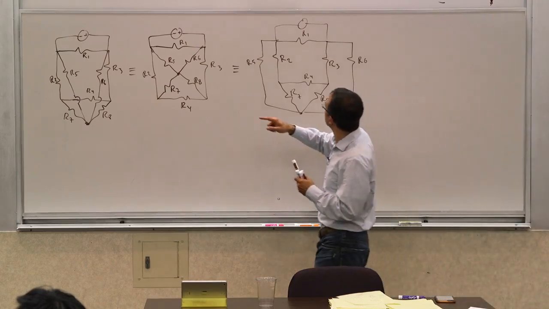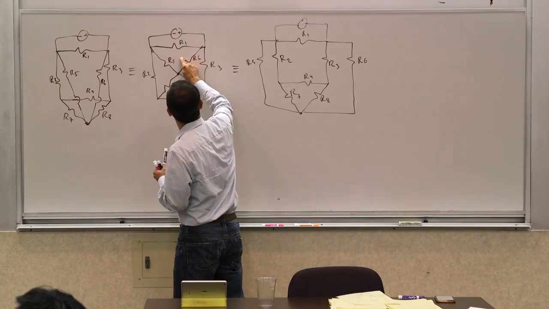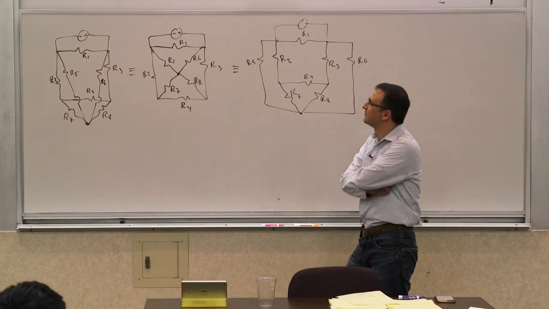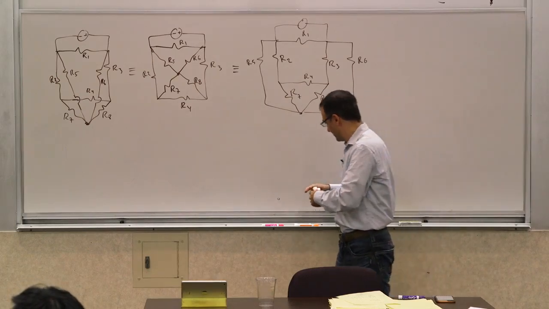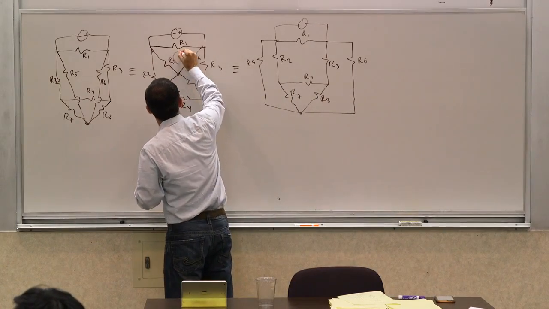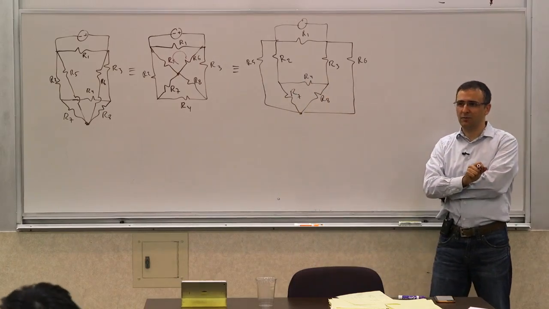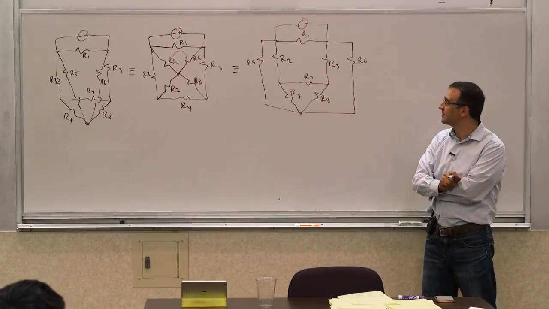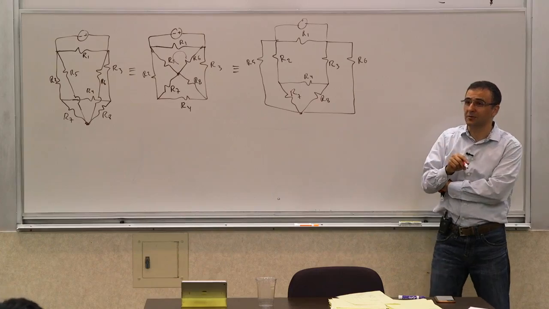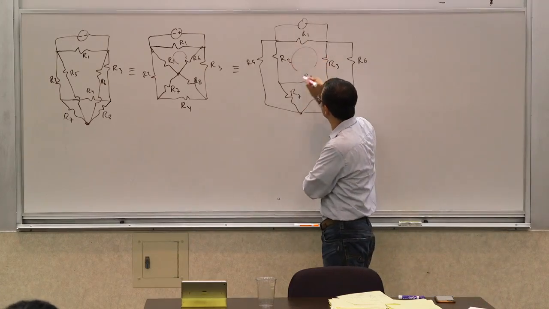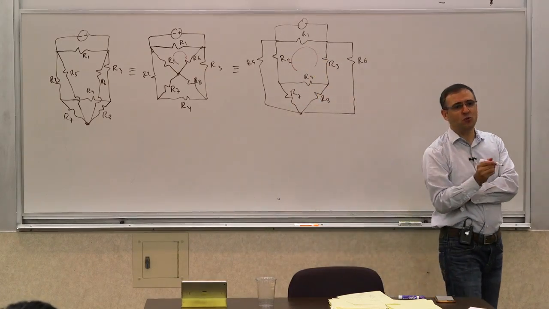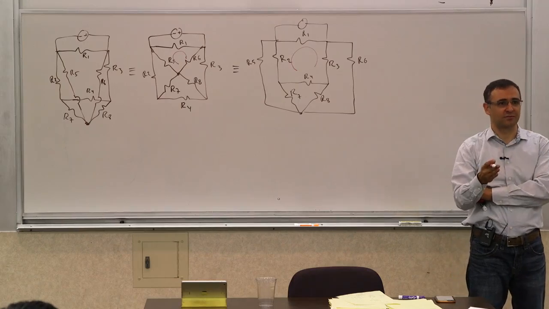Do you see this mesh in this one? Let me just point it out. This mesh, for example. Is it a mesh now? It has become a loop. So that mesh is not there. And there's a new mesh which wasn't there before. It's this mesh, which was a loop before. So my meshes have even changed.